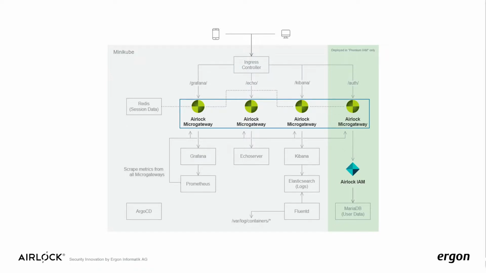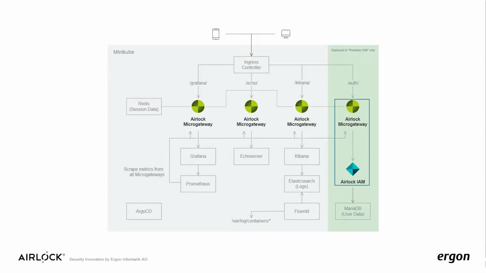In the middle part of the architecture, we see that every service is protected by an Airlock microgateway. All microgateways read and write their session data into a central Redis instance. This means that all microgateways share the same session data, and therefore session handling is enabled across all microgateways. Every microgateway has its specific purpose depending on which service it is protecting.